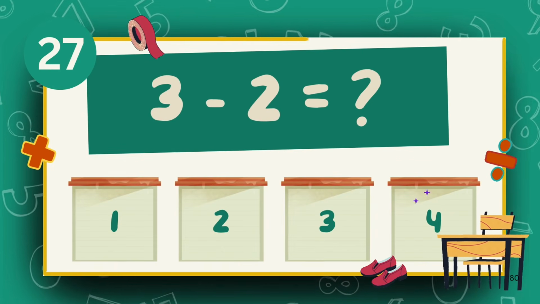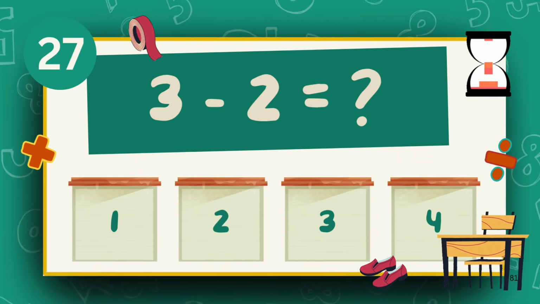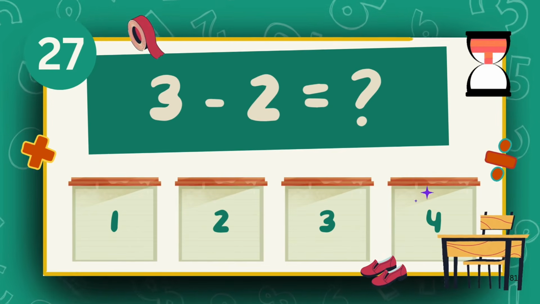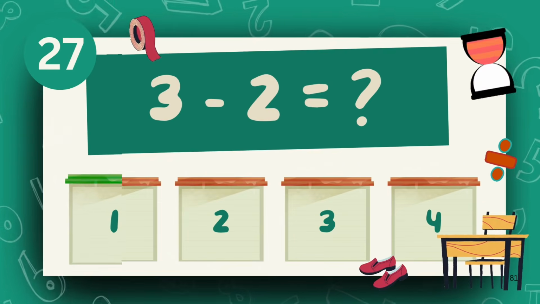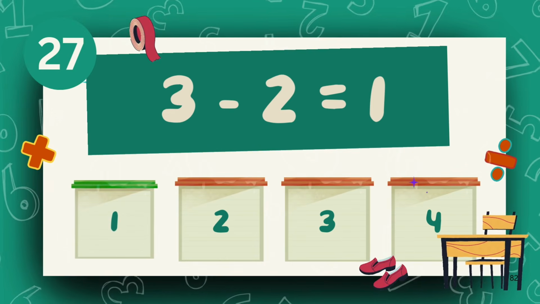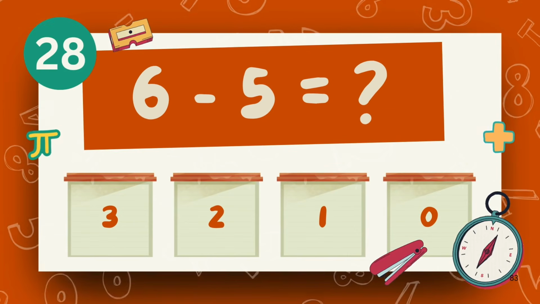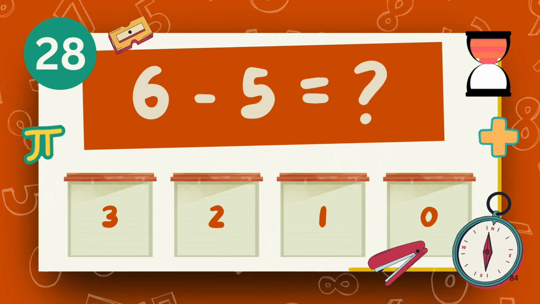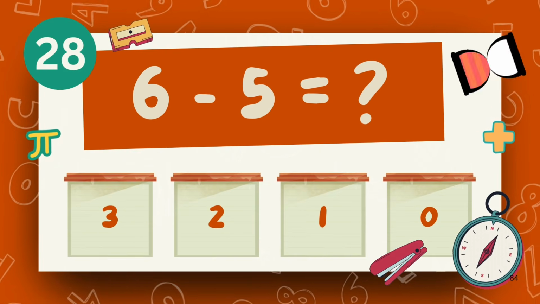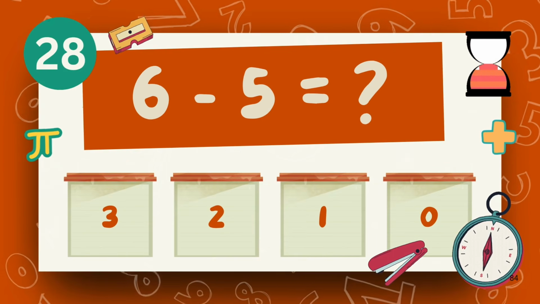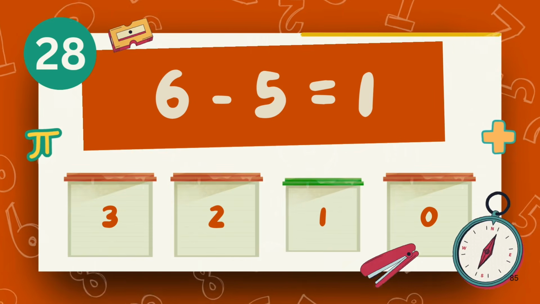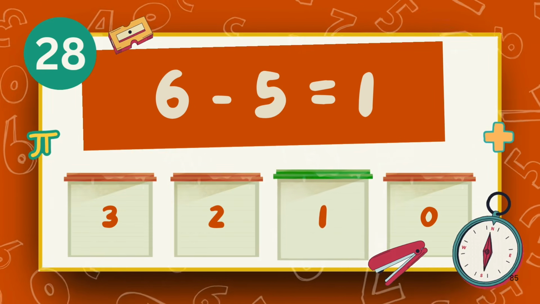What is 3 minus 2? The answer is 1. What is 6 minus 5? The answer is 1.